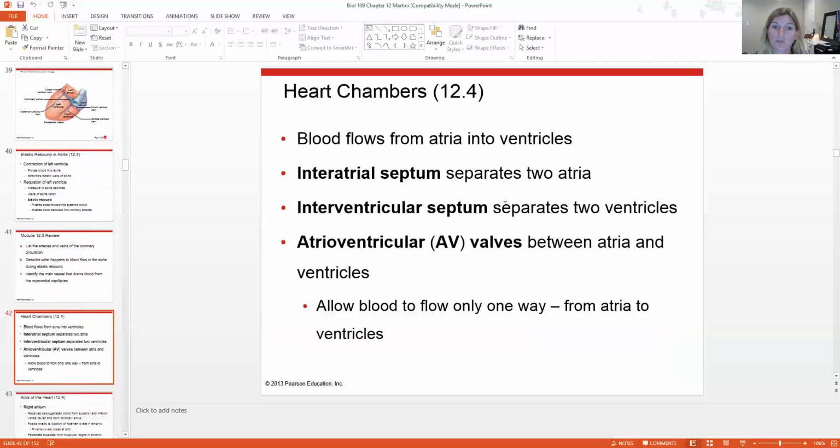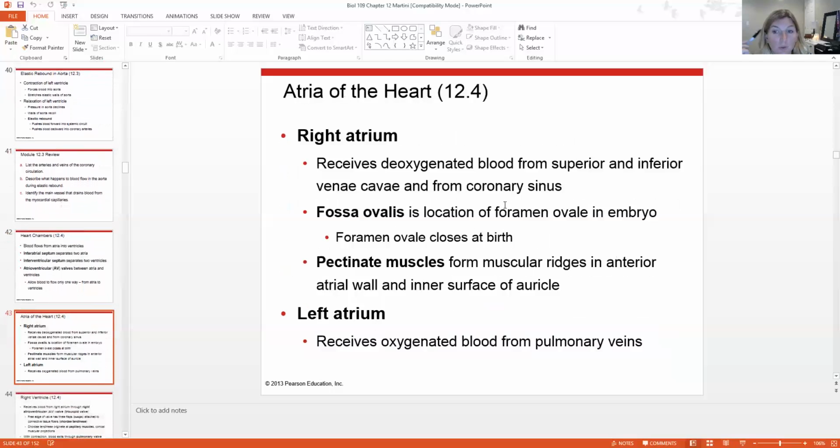Let's talk about the chambers of the heart. The blood flows from the atria into the ventricles. The interatrial septum divides the 2 atria, the interventricular septum divides the 2 ventricles, and the atrioventricular valves, or AV valves, are the little valves in between the atria and ventricles. There's one on the right and one on the left. These allow for one-way blood flow through the heart. Nothing goes backwards through the heart. Nothing goes from the ventricles to the atria, or at least it shouldn't. If it does, you have a problem.